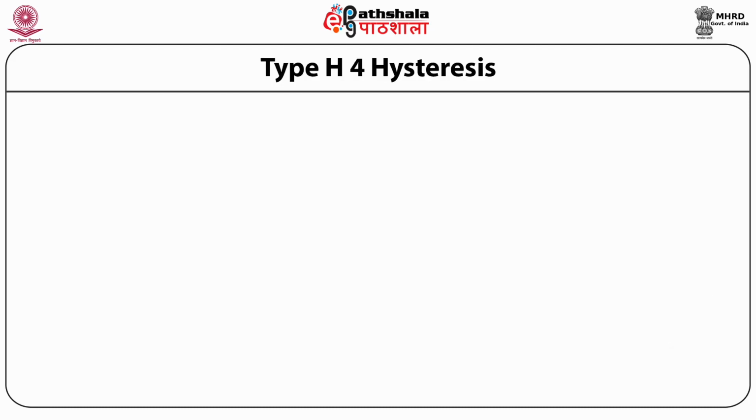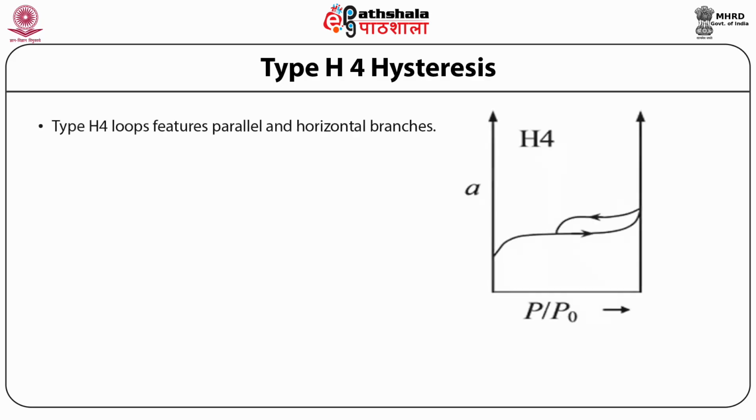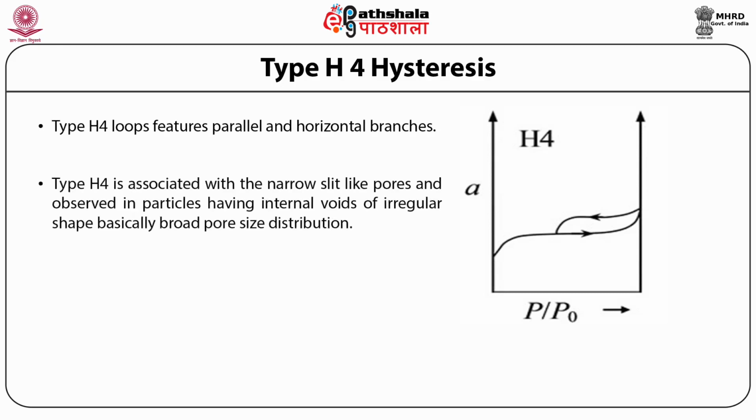The last one is type H4 hysteresis. Type H4 loop features parallel and horizontal branches. It is associated with narrow slit-like pores and it is observed in particles having internal voids of irregular shape. Basically, broad pore size distribution.